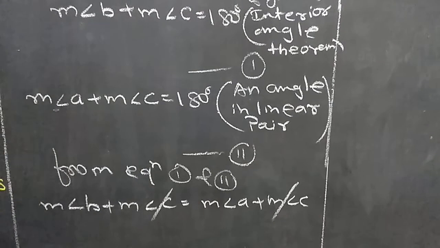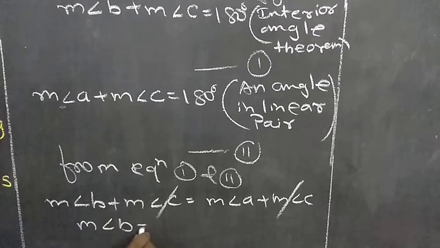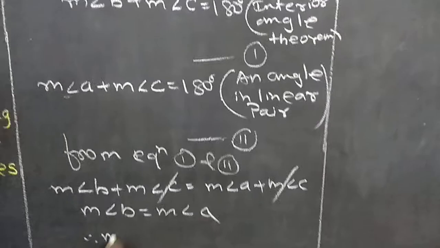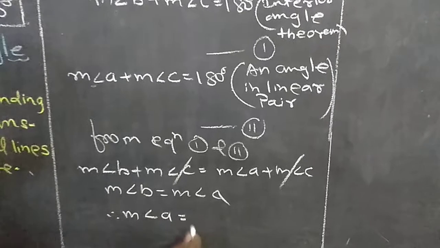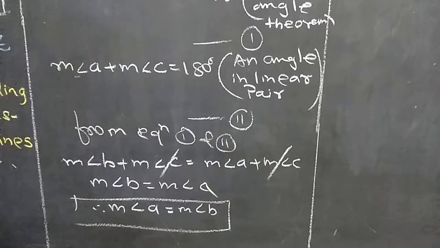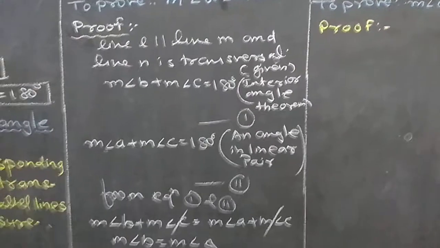But if I see carefully, measure angle C is here also and here also. Now both will get cancelled. So what is left here? Measure angle B is equal to measure angle A. Write down in proper way: measure angle A is equal to measure angle B. Hence we have proved what we had to prove. Okay, तो यहाँ पे हमने करस्पॉन्डिंग एंगल थ्योरम प्रूफ कर दिया.